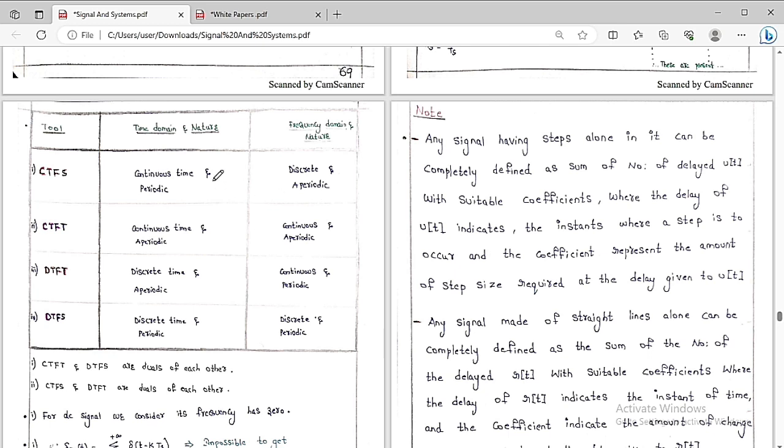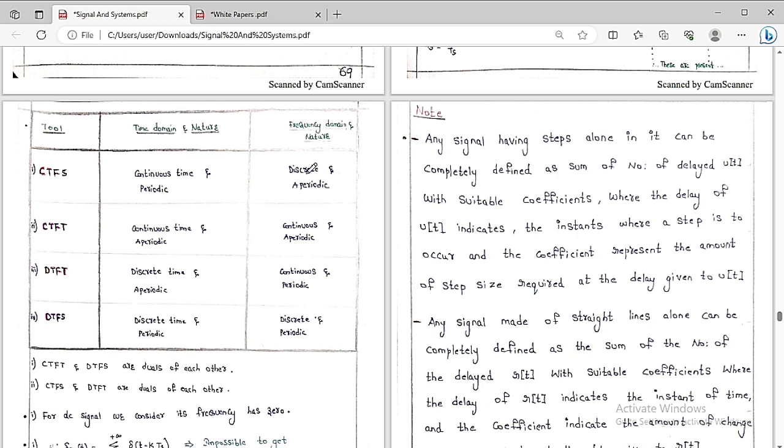So therefore we can say in the time domain the signal is continuous as well as periodic, but in the frequency domain, it will be discrete in nature. Basically, the Fourier series coefficients are discrete because they are defined only for n equal to plus or minus 1, plus or minus 2. Definitely their magnitude is the even spectrum, and the phase angle is the odd spectrum.